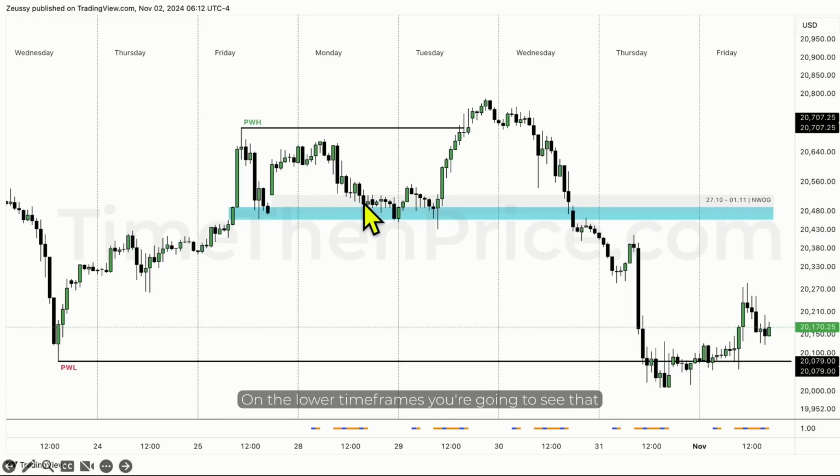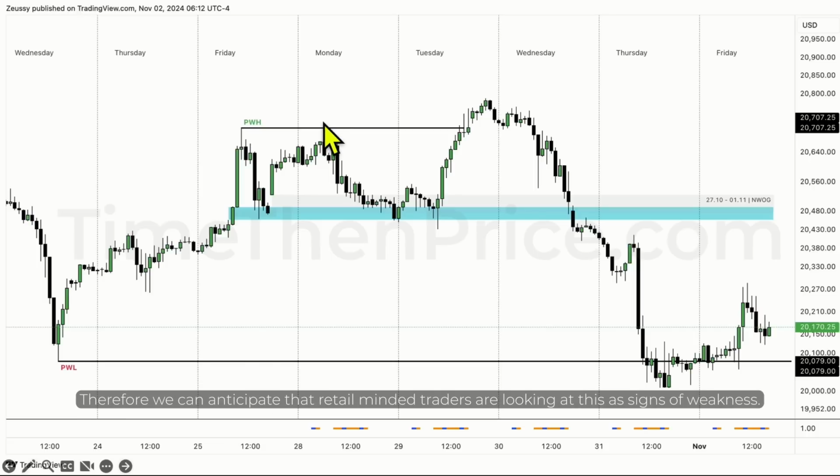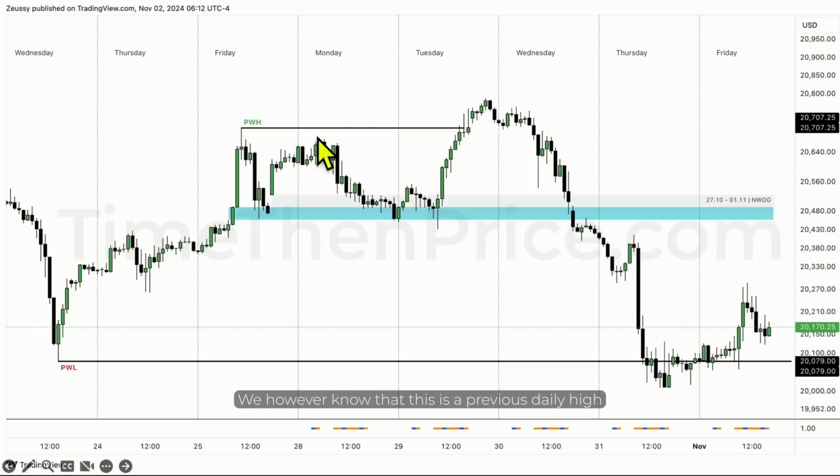On the lower time frames, you're going to see that a lot of bearish trend lines can be drawn. Therefore, we can anticipate that retail-minded traders are looking at this as signs of weakness. We, however, know that this is a previous daily high which has been engineered below the previous week high. These highs are too clean. Therefore, I anticipate them to be made jagged when the time is right.